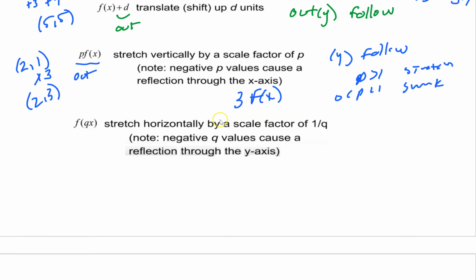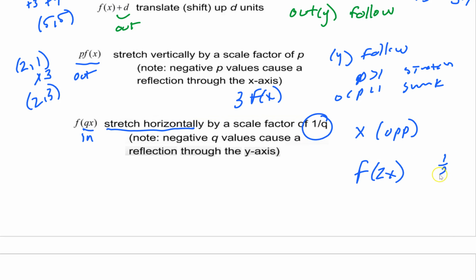Horizontal stretch is the only one that's kind of funky. Horizontal stretch, again notice that's on the inside, so it affects your x, and you do the opposite. What I mean by this one, this one that's a little funky, let's say I gave you f(2x). Well, the opposite of multiply by 2 is divide by 2. Like right here, they say you're going to multiply by 1/2. So let's get my point again, (2, 1). I see the 2x on the inside, I do the opposite, so I divide by 2 or multiply by 1/2, just the x, and you get (1, 1).